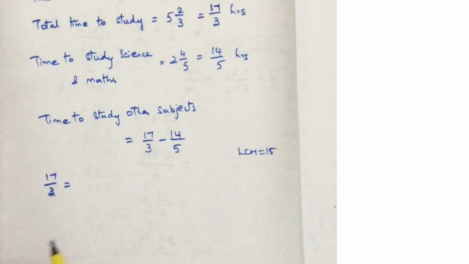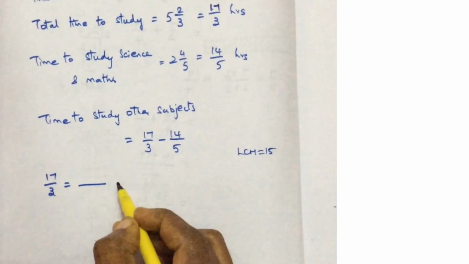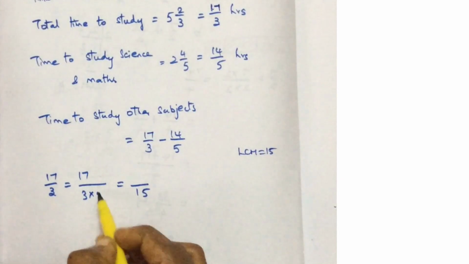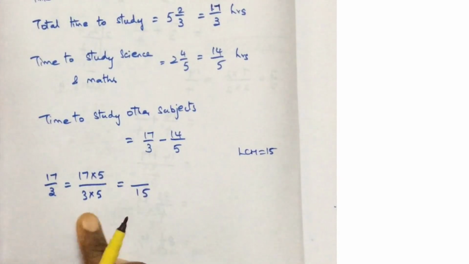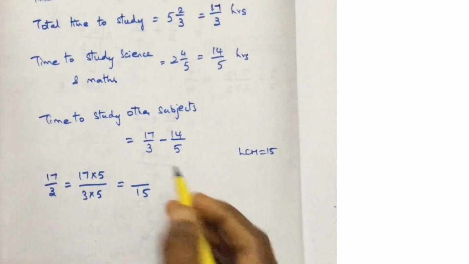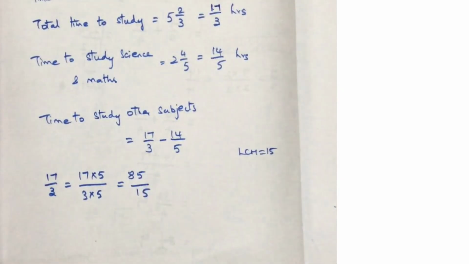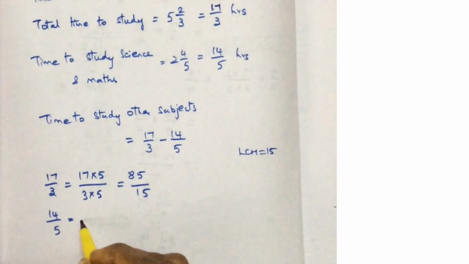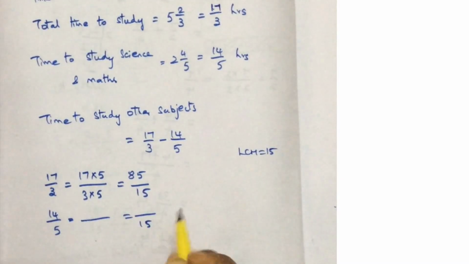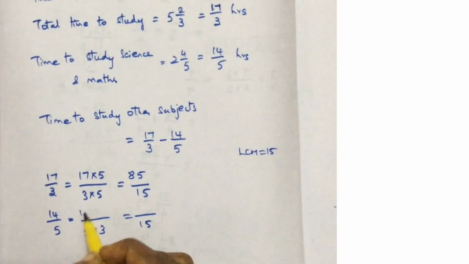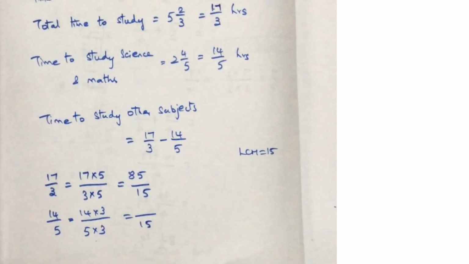17/3, the denominator you have to change as 15. So, you have to multiply it by 5. Okay, 3 multiplied by 5 is 15, 17 multiplied by 5 is 85. Okay, next is 14 divided by 5, that is equal to, this 5 you have to change as 15. So multiplied by 3. 14 multiplied by 3 is 42.